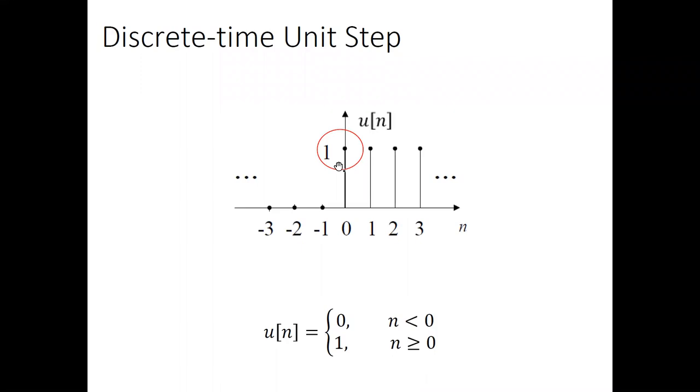And the discrete time unit step is defined also with respect to n. But here we discuss two cases. For n less than zero, say n equals minus one, minus two, minus three, and so on, u of n are all zero. But for n larger than or equal to zero, u of n equals one. So the point where u of n equals one includes n equals zero. At zero, it also takes the value of one. And for u of n, we pay attention to this notation. That's the standard notation for the discrete time unit step signal. Those definitions, I guess, are kind of straightforward.